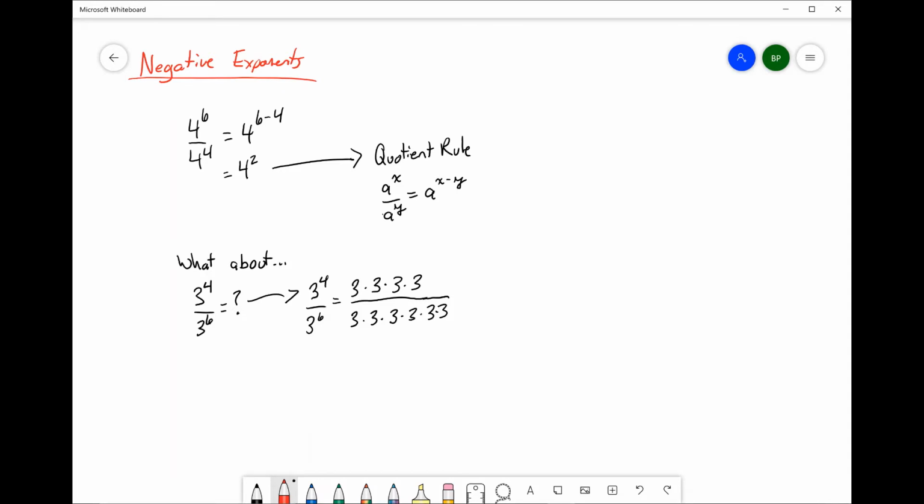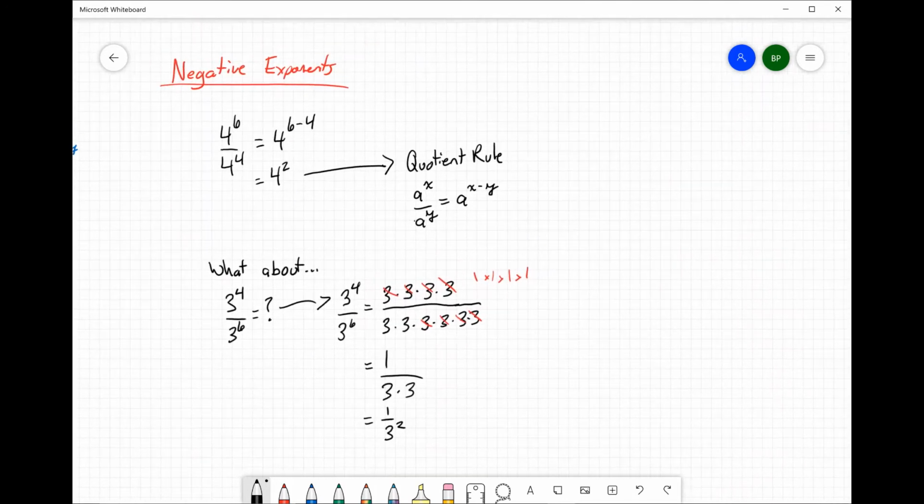And we know we can cancel that out because 3 divided by 3 equals 1, 3 divided by 3 equals 1, 3 divided by 3 equals 1, and we can do that one more time, leaving us with 1 divided by 3 times 3, which is 1 divided by 3 squared.